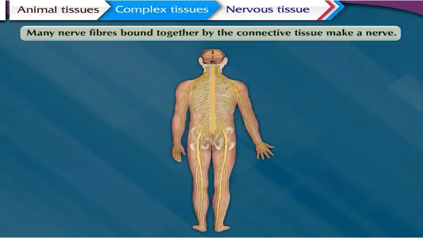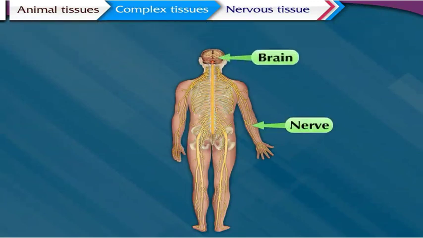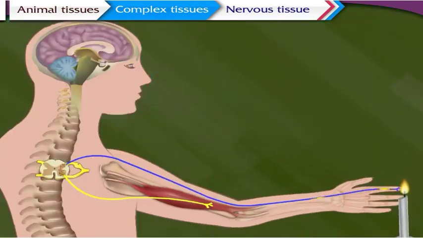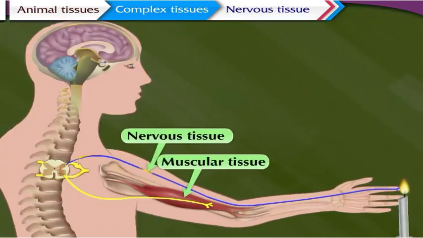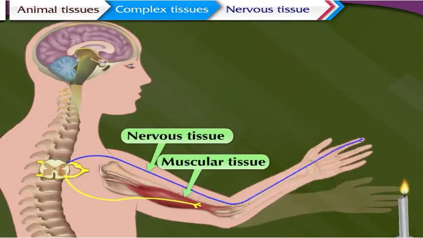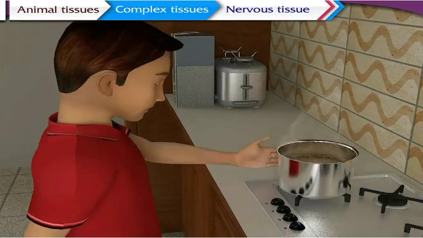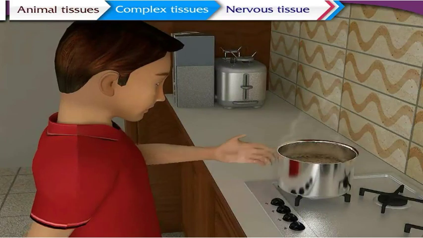Many nerve fibers bound together by connective tissue make a nerve. The brain, spinal cord, and the network of nerves present all over the body are all composed of nervous tissue. The functional combination of nerve tissue and muscular tissue enables animals to respond to stimuli. For example, if we unknowingly touch a hot vessel, then even before we perceive anything, our hand is moved backwards.